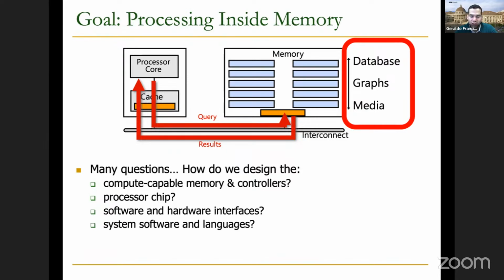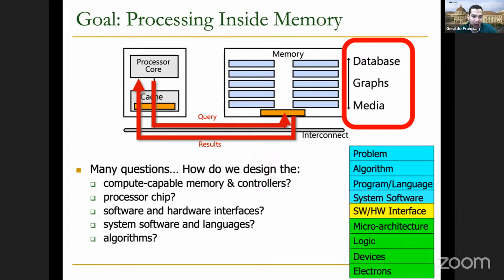What is the software interface that we should use to communicate with the memory? What are the system changes that we need to make to enable such processing-in-memory architectures? And all of those questions involve rethinking or going through the entire computing architecture stack, from rethinking algorithms down to how you design hardware in a data-centric way.